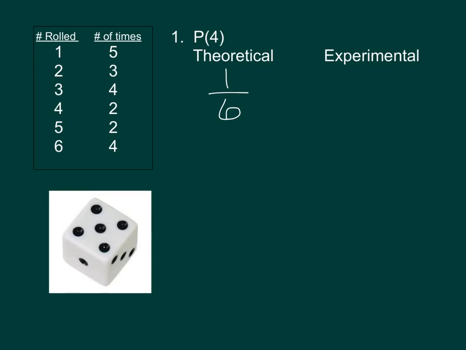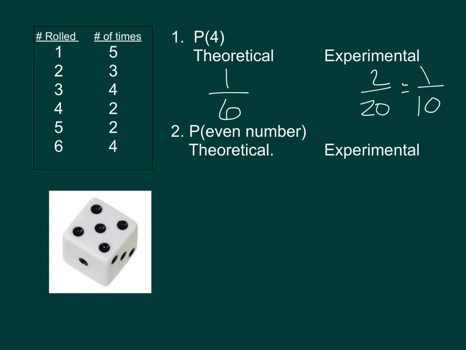Experimentally, let's look at what actually happened. We actually rolled a 4 2 times out of 20. So it was 2 out of 20, which let's reduce to 1/10. If we try to compare this theoretical to experimental probability, 1 out of 6 is bigger than 1 out of 10. So theoretically, we should have gotten a 4 more times.